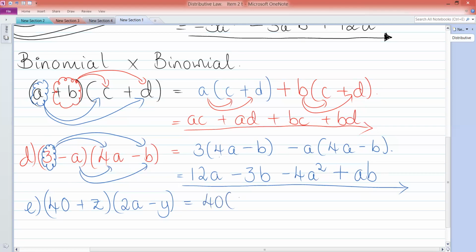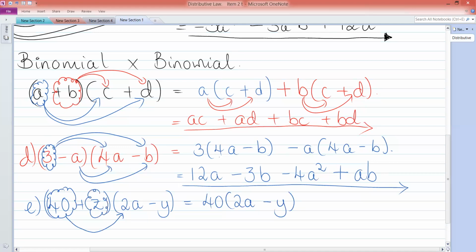Times 40 by... Okay, so we're going to take this 40 here, and remember, we're multiplying it into the second bracket. So it's going to be 40 multiplied by 2A minus Y. So that's the first step.